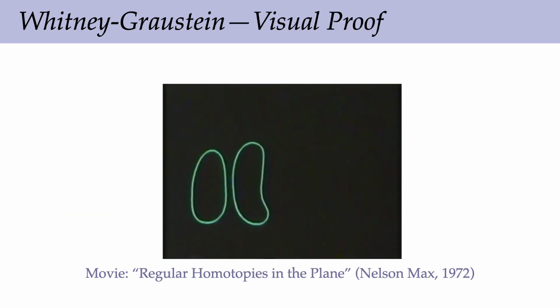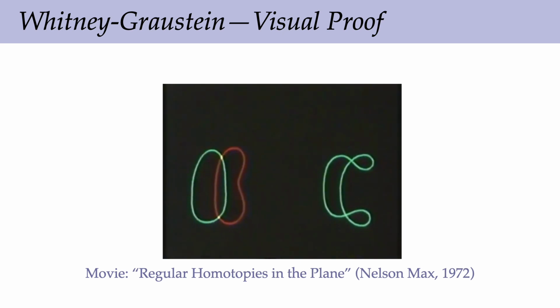If you want a proof of this theorem, there are lots of nice versions of it. One particularly fun one is this movie made by Nelson Max in 1972. It's one of the very earliest examples of computer graphics and mathematical visualization, but it actually does a beautiful job of illustrating this proof. So it really walks through it step by step. And I'd encourage you to go find this movie. It's available in a number of places online if you're interested in really seeing why this theorem is true.